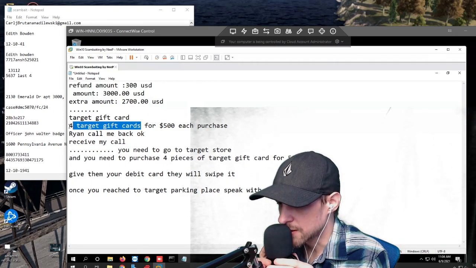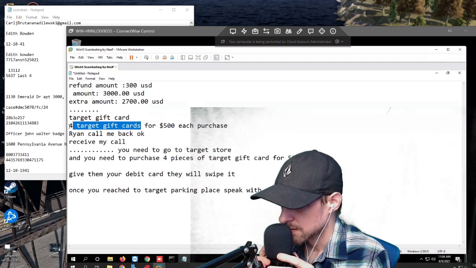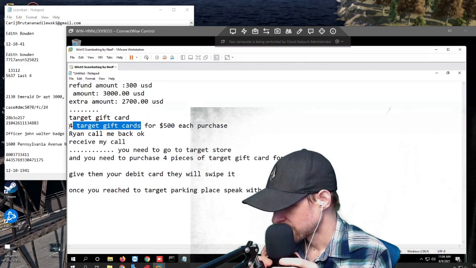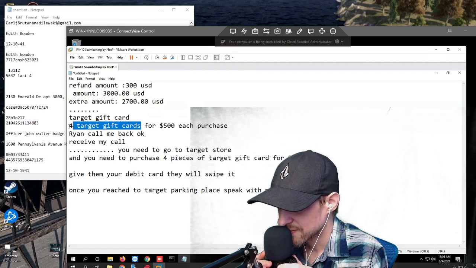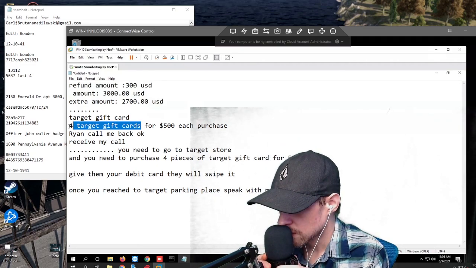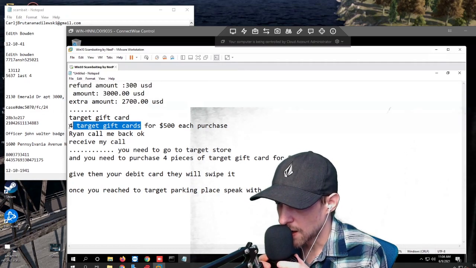First take four gift cards, right? First take four Target gift cards. That's it. Now go inside the store and purchase four Target gift cards first. Don't say anything more. Don't ask anything more. Go straight inside the store. Take four Target gift cards, okay? $500 each. That's it.